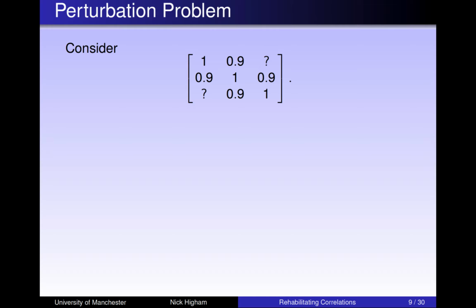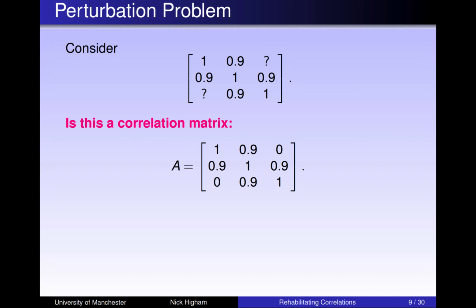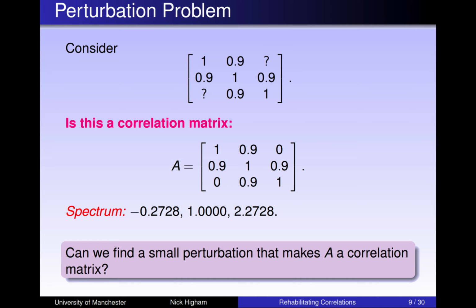Okay, so there's a couple of problems I want to talk about, and the first one is illustrated by this example here, a 3 by 3 matrix, and let's suppose we're not sure about the 1-3 entry. Let's just try setting it to 0 and see what happens. So there's a matrix that may or may not be a correlation matrix. Let's check if it is by computing its eigenvalues. Well, it has a negative eigenvalue, minus 0.2728, so this is not actually a correlation matrix.